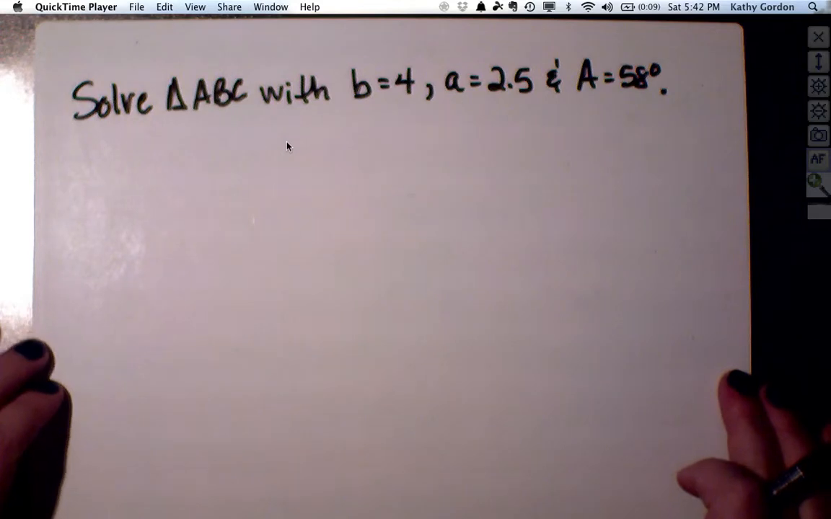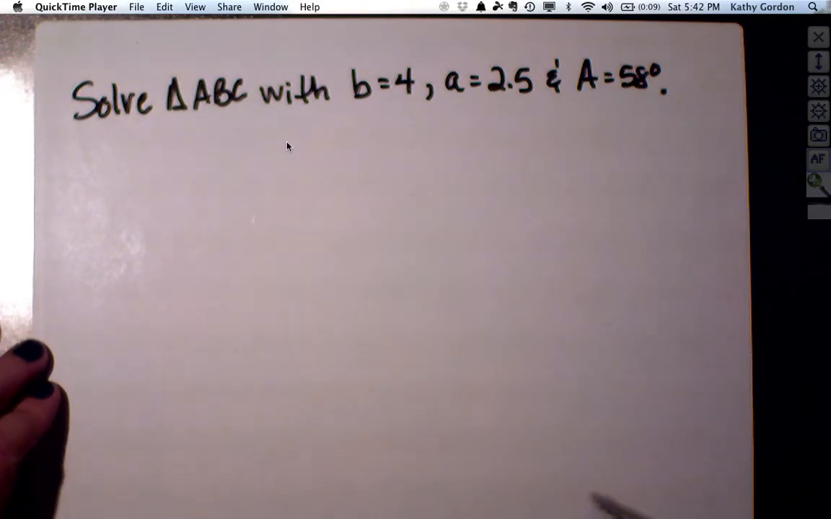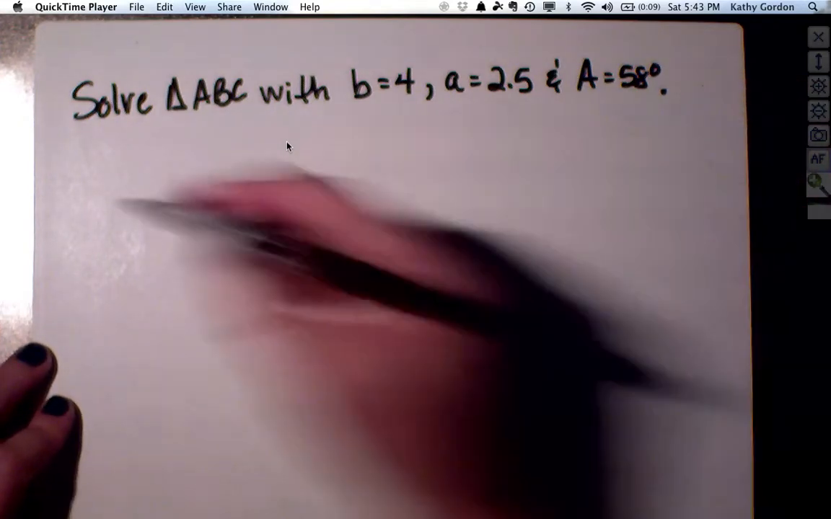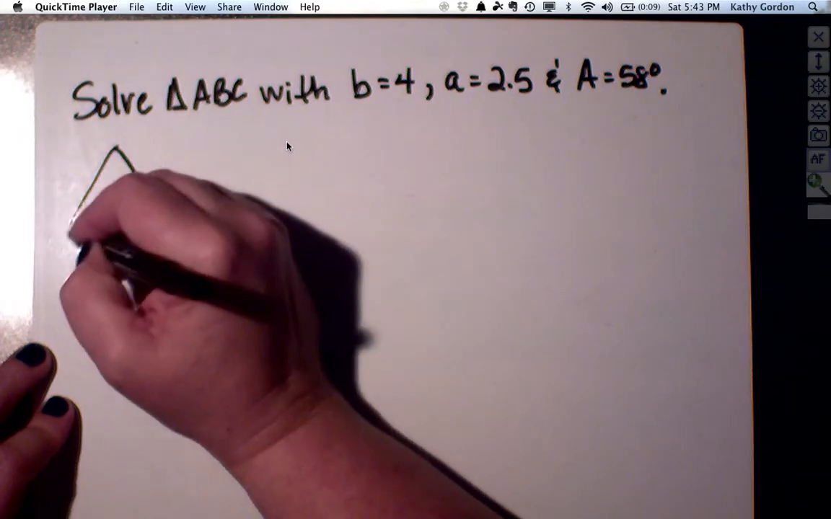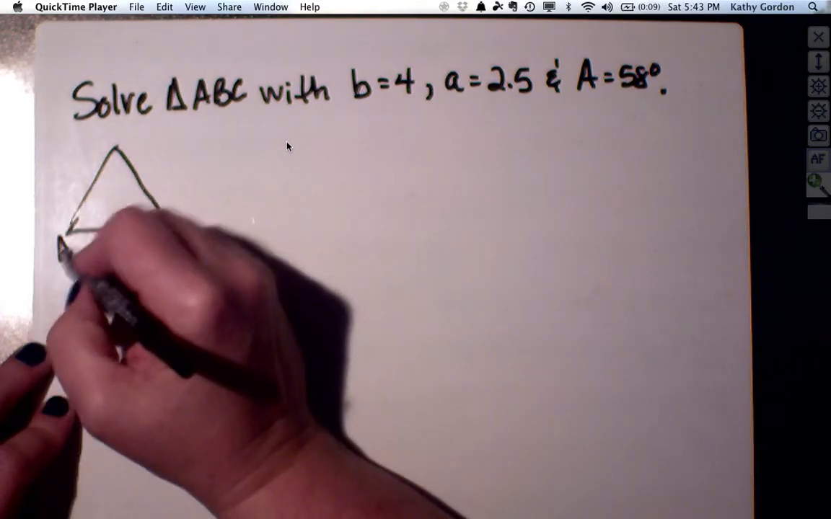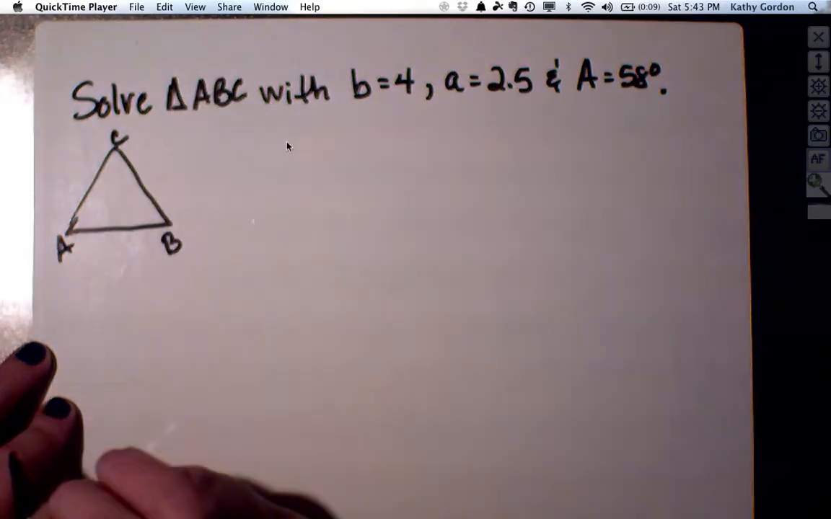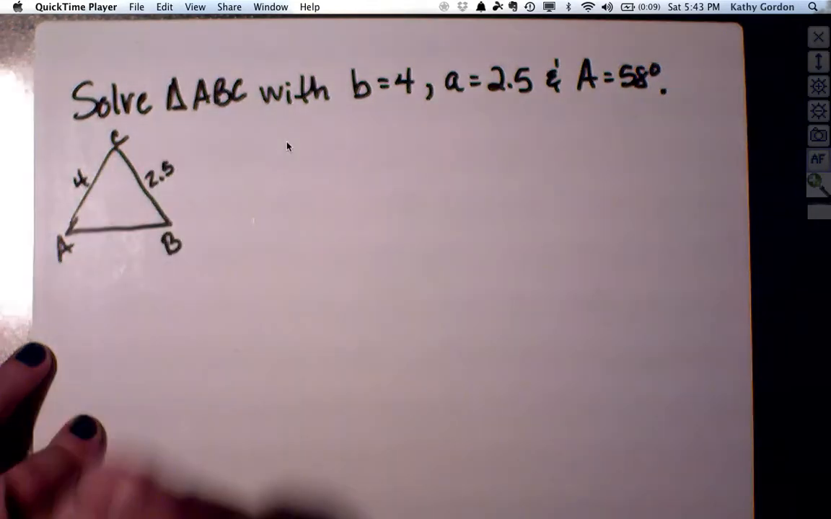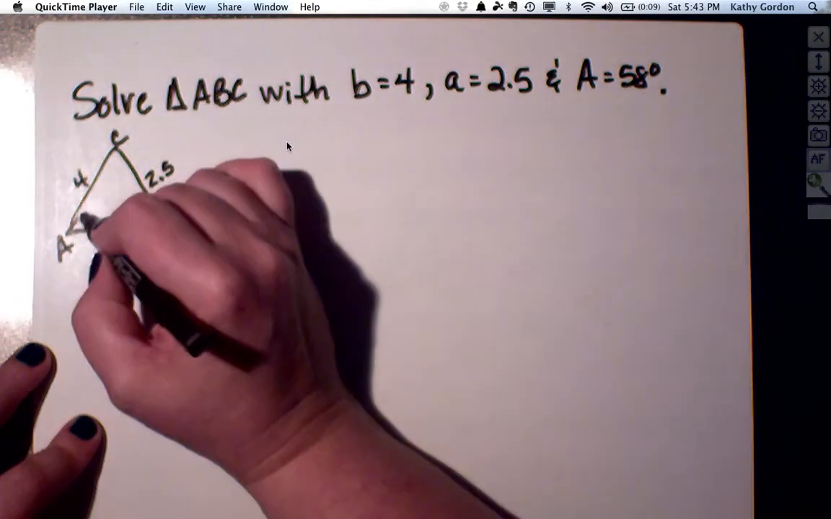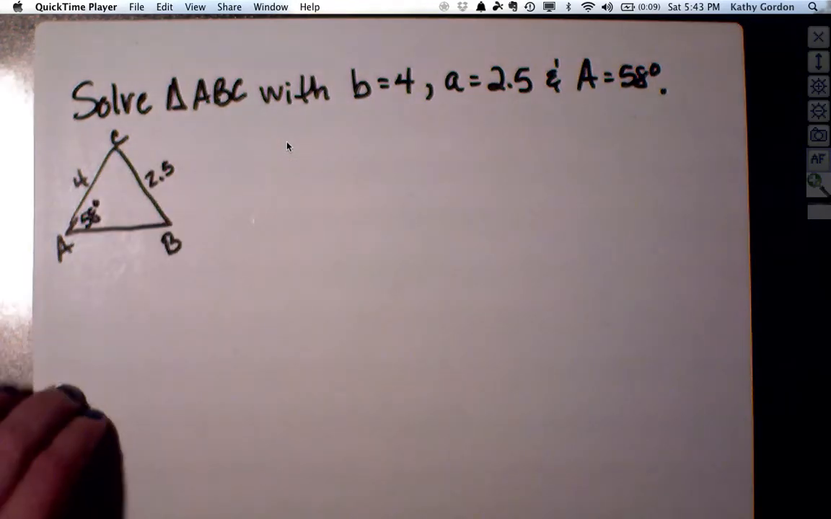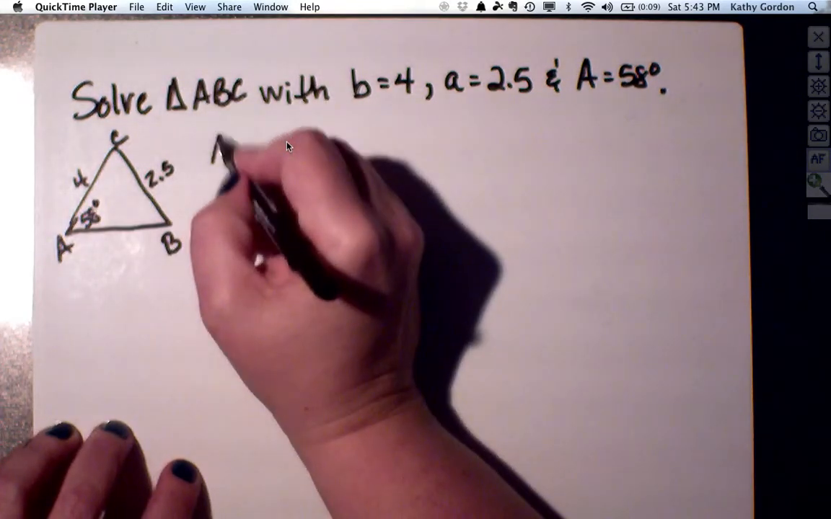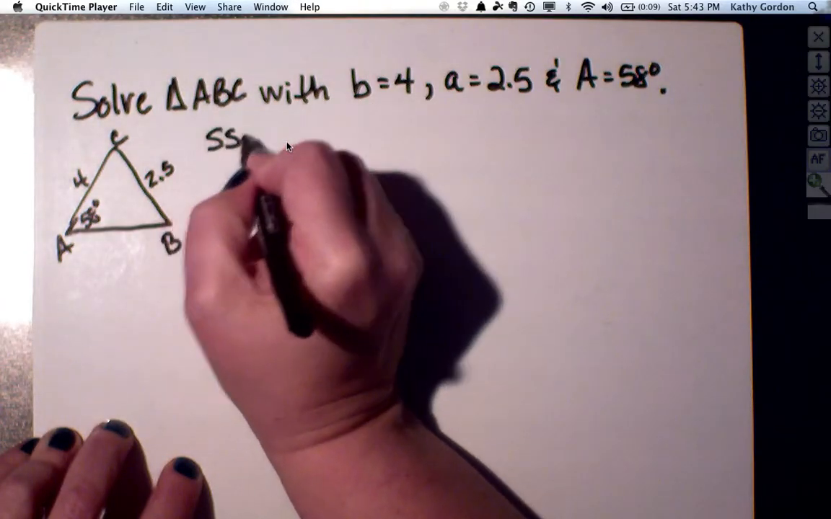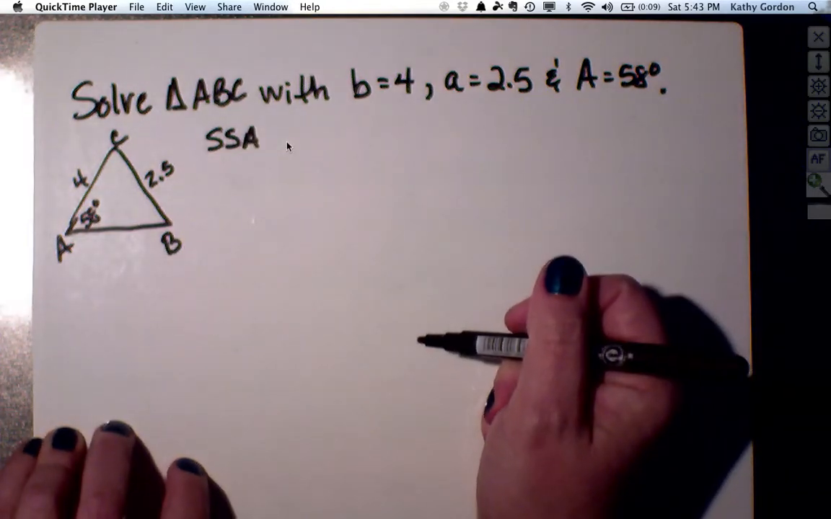All right, so here's the sequence of questions you should ask yourself with these kinds of problems. First of all, you need to realize what kind of triangle this is. If we label what we know, a is 2.5, b is 4, and angle A is 58. This is a side-side-angle triangle.